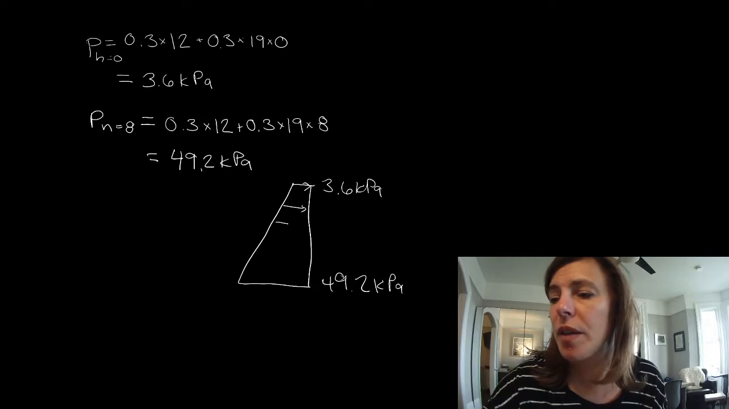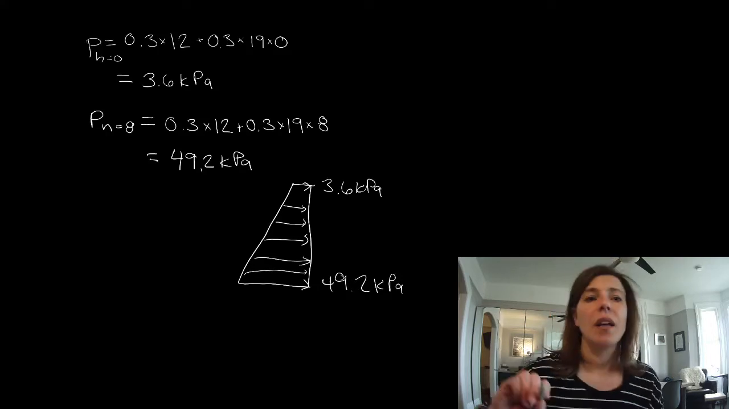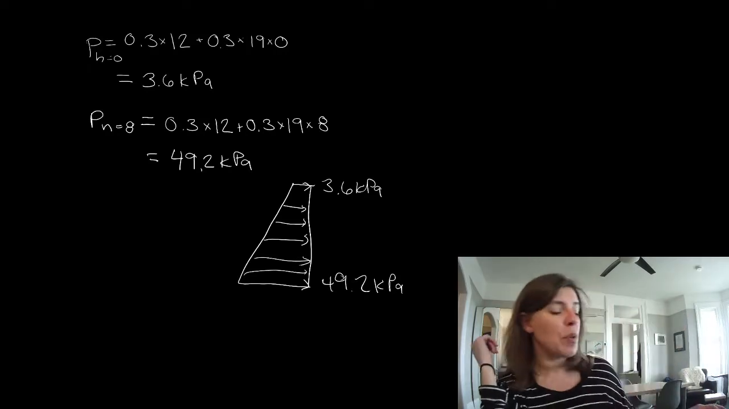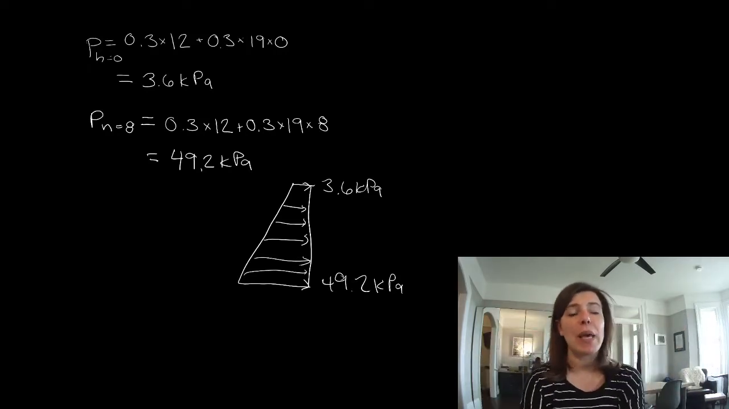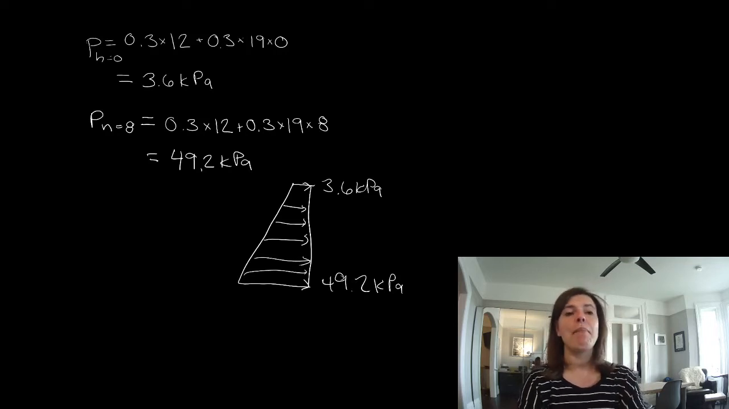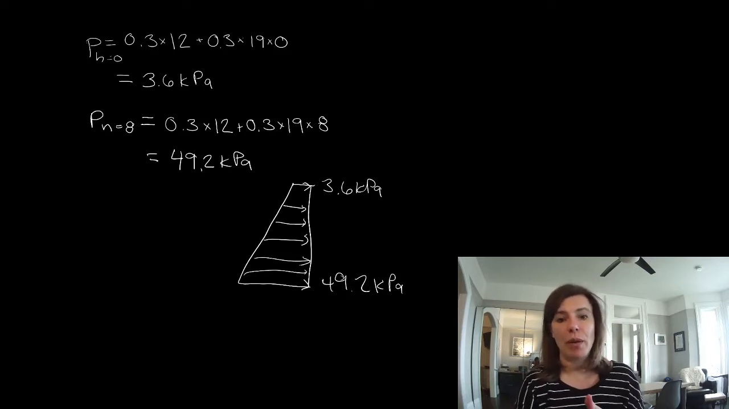So here's just the pressure distribution of that wall. At the top of the wall, the soil's trying to push in with a pressure of 3.6 kPa, and down at the bottom, it's pushing in with 49.2 kPa. So you can see, as we go pretty deep into the ground, soil is a massive load, which is why concrete makes such a good construction element for foundations.